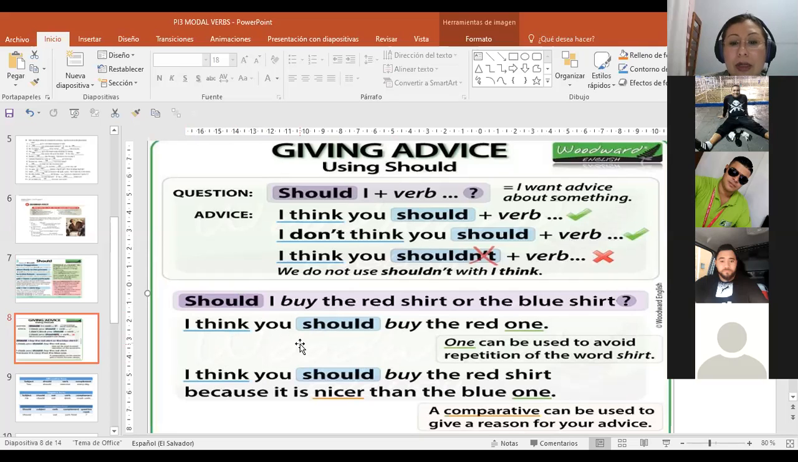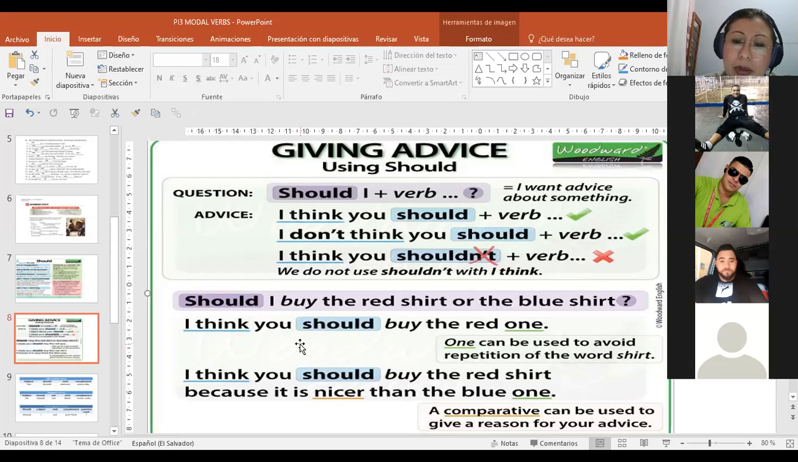Should I buy the red shirt or the blue shirt? Aquí digamos que yo estoy en una tienda y le estoy pidiendo consejo a usted. Should I buy the red shirt or the blue shirt? ¿Cuál de las dos camisas debería comprar? ¿La roja o la azul? Y usted me responde, I think you should buy the red one. Pienso que deberías comprar la roja.